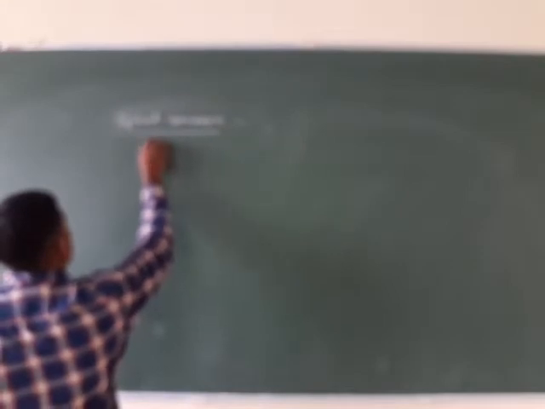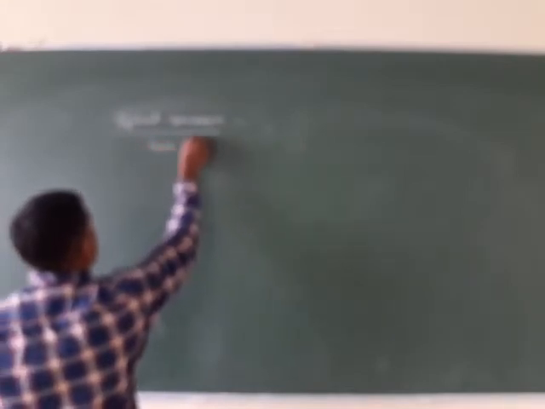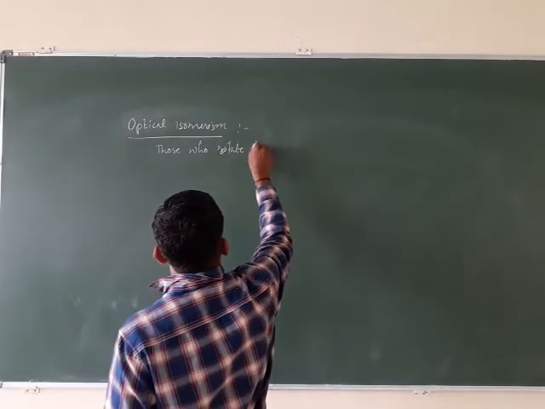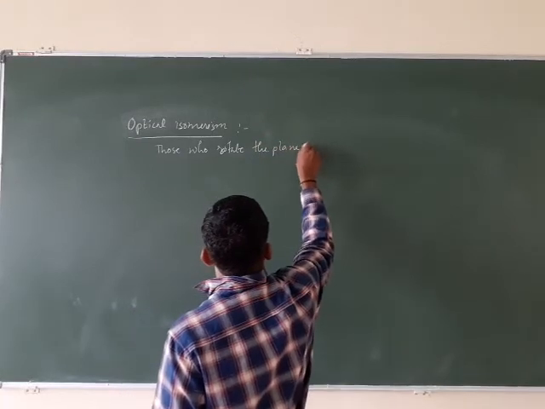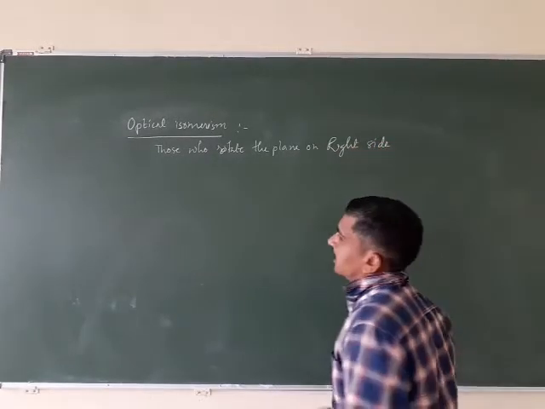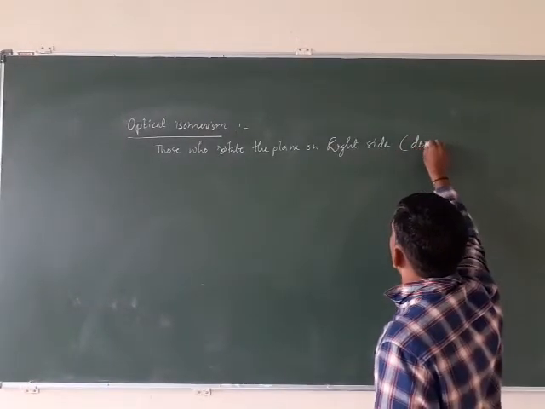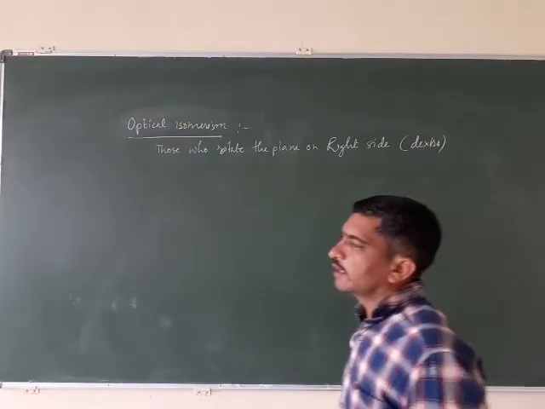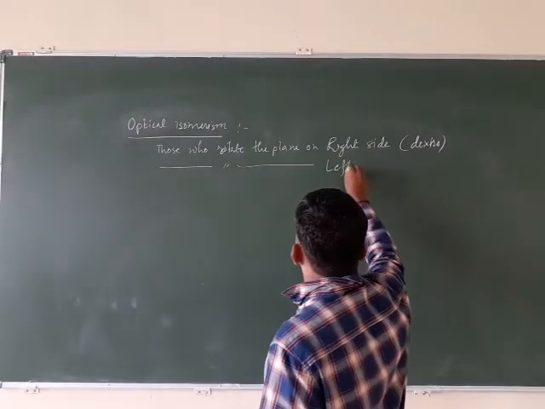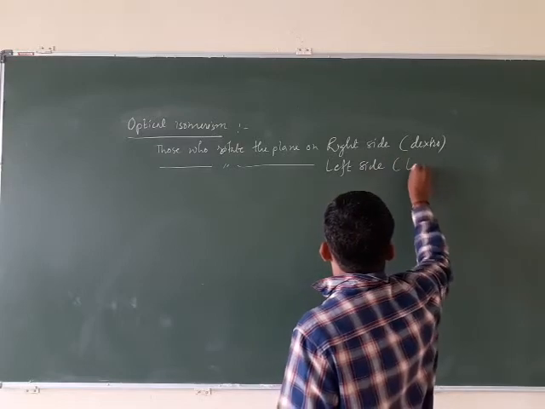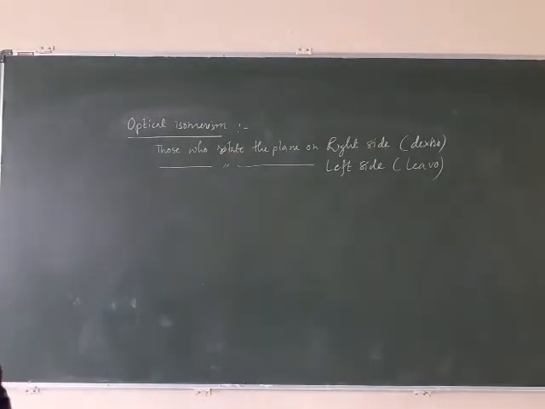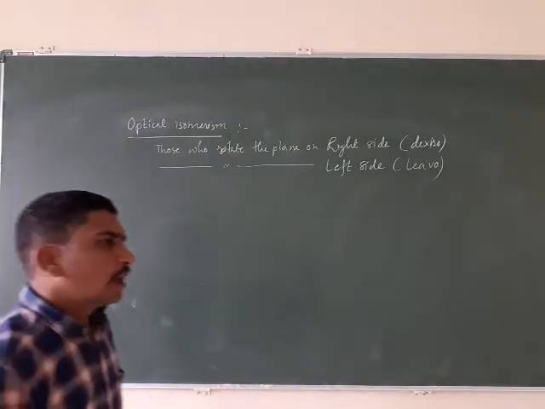Those who rotate the plane to the right side are called dextro rotators, and those who rotate the plane to the left side are called levo. This is what we have discussed in haloalkanes and haloarenes, while studying optical activity.